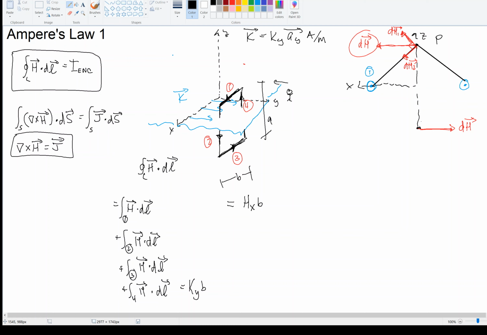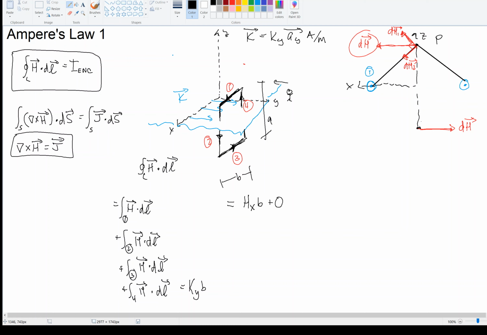That's what we get. Now when we go through segment 2, what's nice about segment 2 is that it is perpendicular to H. And so when we do the dot product H dot dl, when they're perpendicular, you just get 0. You see, this is why we chose the Amperian path that we did. Either the path is tangential to the field or it's perpendicular. So we can leverage both cases.